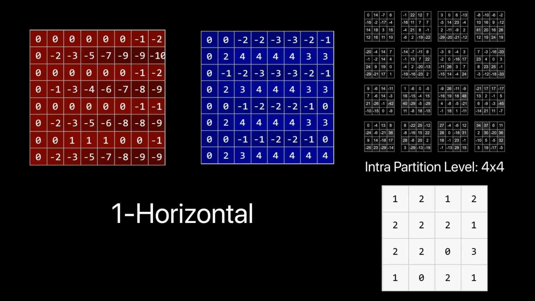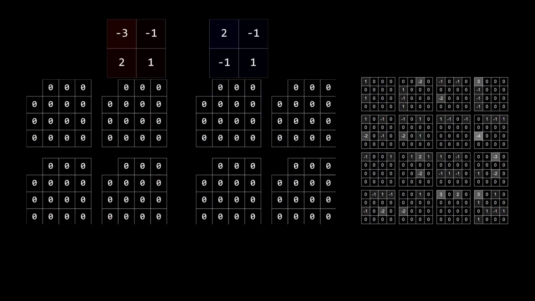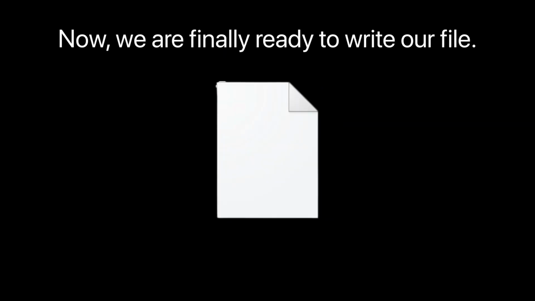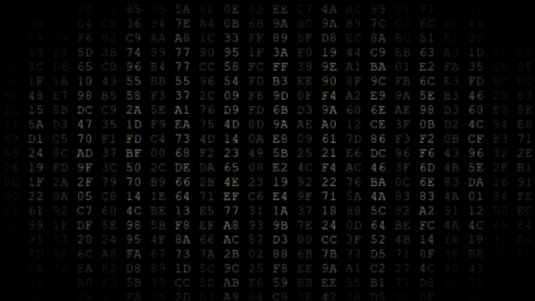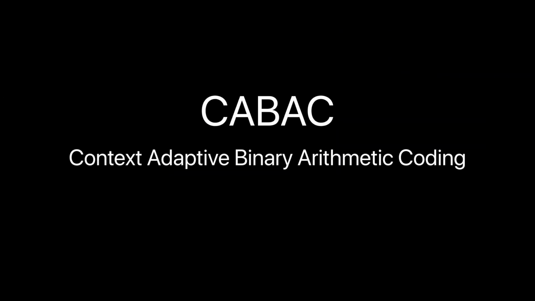We've converted our video to Luma and Chroma, reduced the Chroma, extracted out patterns, extracted the frequencies, reduced the coefficients, and ordered them with zeros at the end. Now, we are finally ready to write our file. We will use a complicated but highly efficient process called CABAC, or Context Adaptive Binary Arithmetic Coding, designed to extract all remaining patterns and redundancies out of our file.